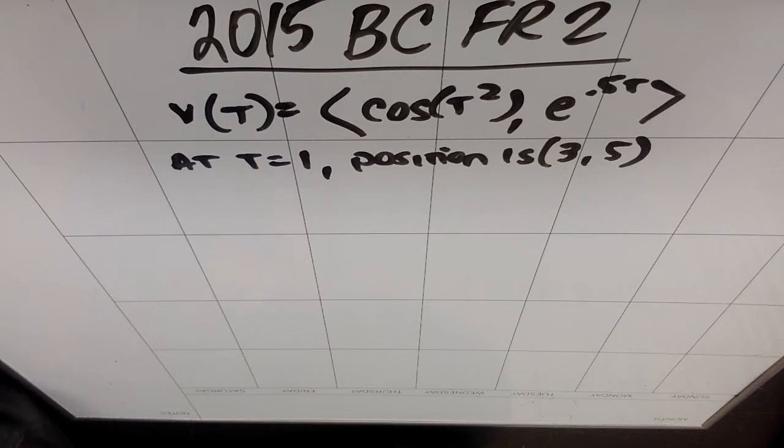Right, we are back at AP Review. This is 2015 BC Free Response 2. It is a calculator problem.